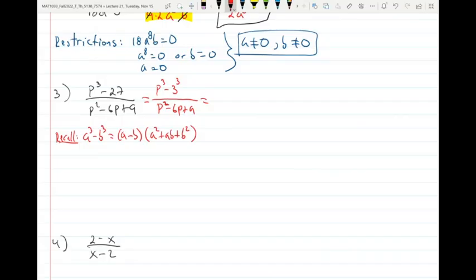So now, in the formula I have below, wherever I see an A, I'm going to put a P. Wherever I see a B, I'm going to put a 3. Okay? So this would be P minus 3, then P squared plus 3P plus 9. Do you understand this? Just replace, instead of an A, you put a P. Instead of a B, you put a 3. That's all. Okay? All right, now the bottom. What is that? That's P squared minus 6P plus 9.